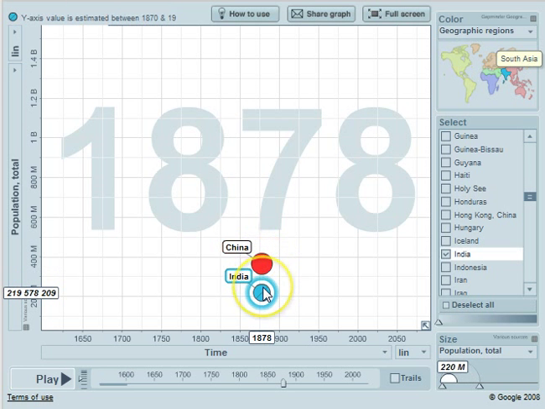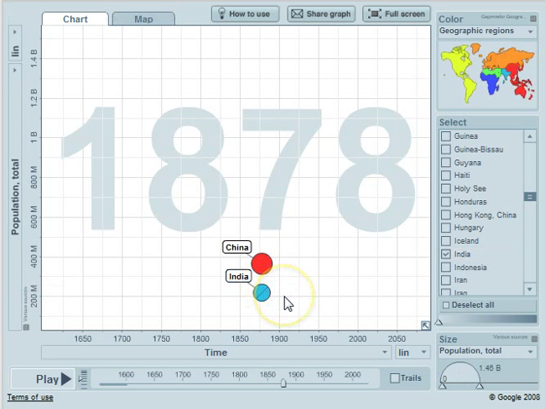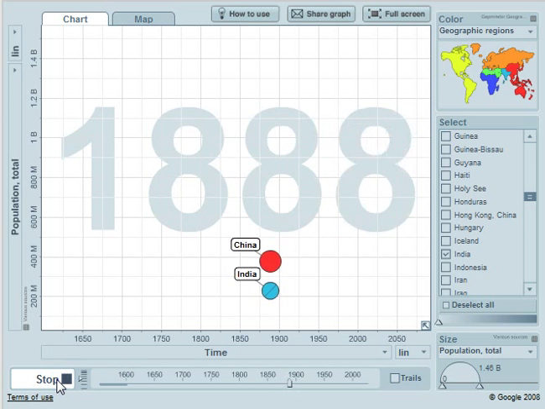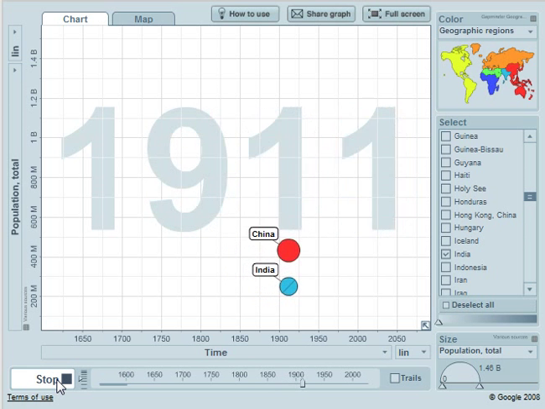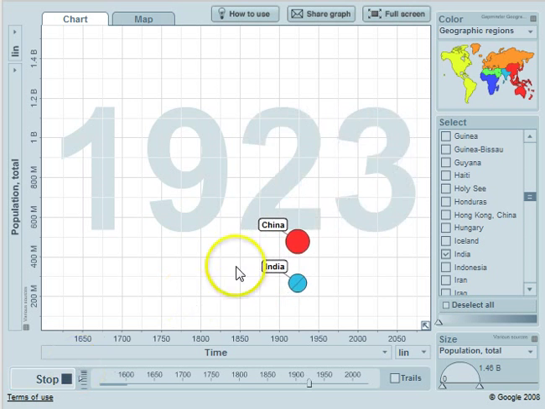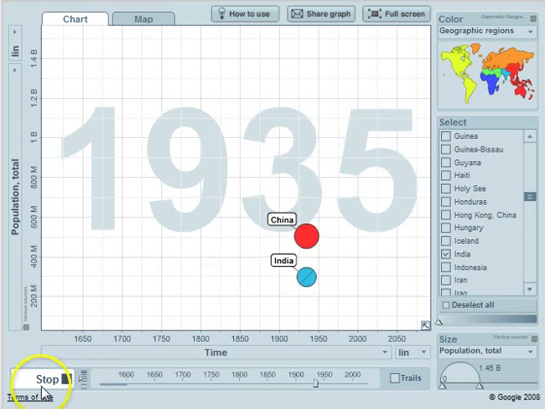China and India. Now I'm going to start this again, and I'm going to stop it around 1949. But look at the divergence. China is now going to grow again much faster than India. Play. And as you can see, we get to 1900. China is now growing faster, and look at the gap.